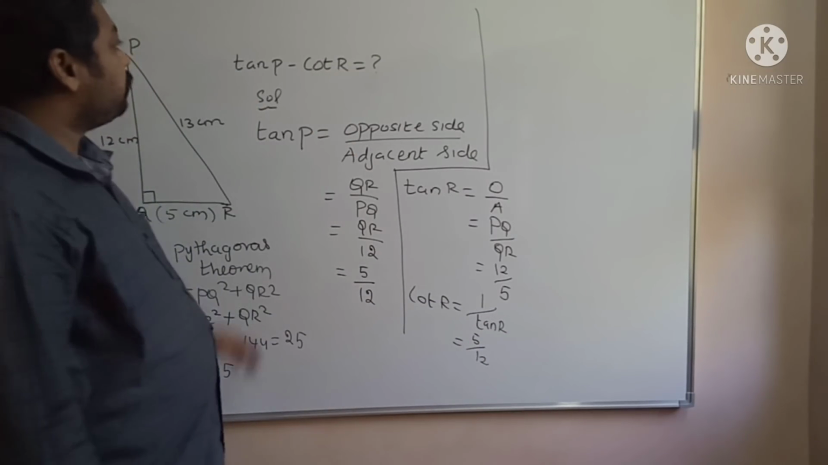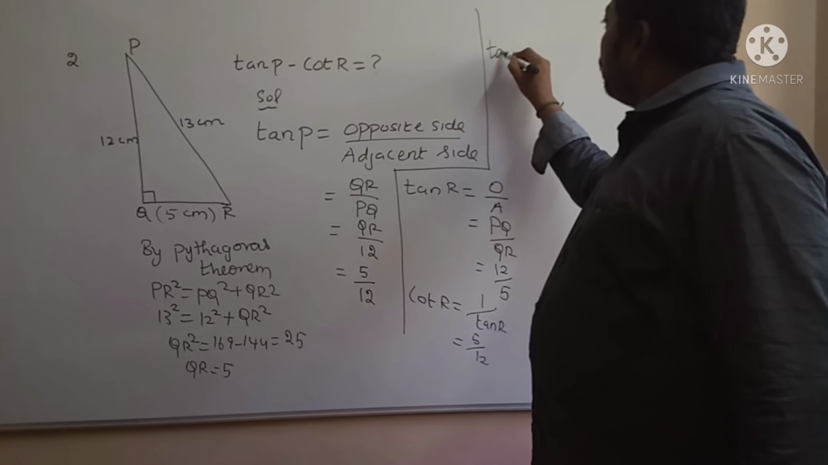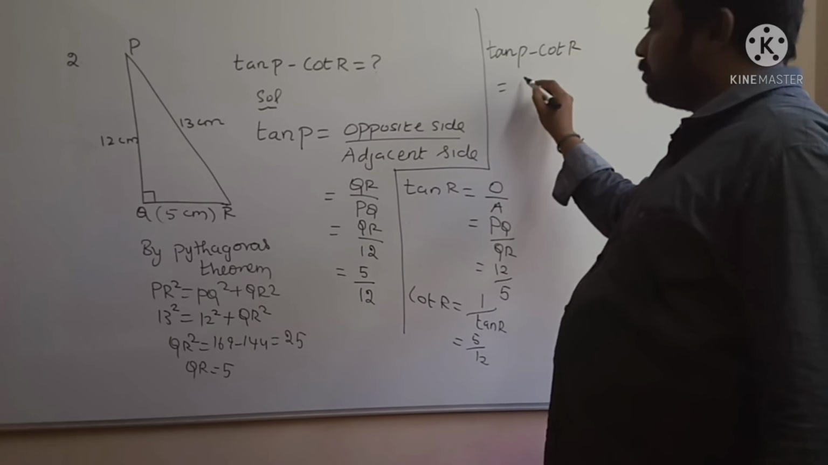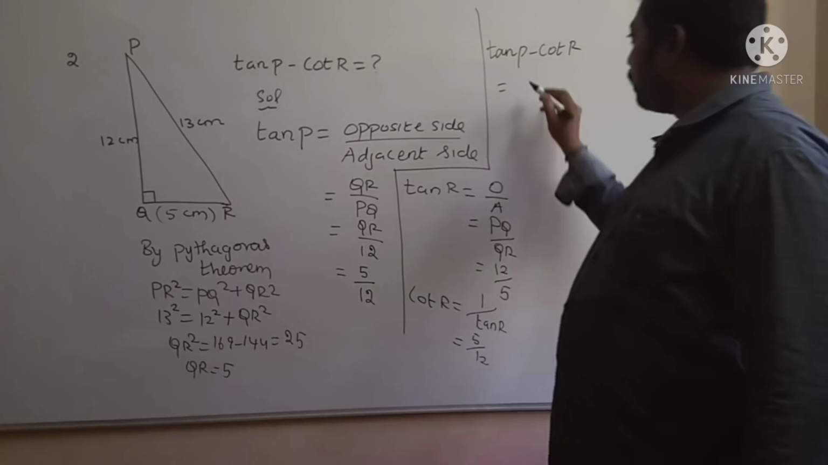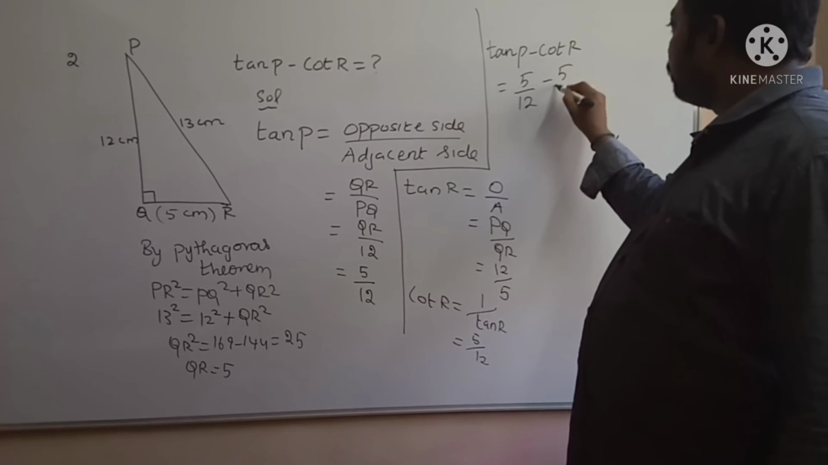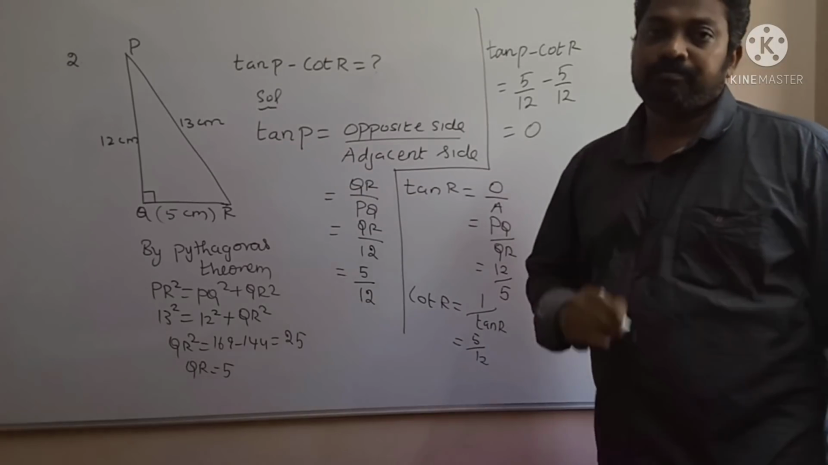So now what we've got to find is tan P minus cot R. Tan P is 5 by 12, which we have found. Cot R is also 5 by 12. So 5 by 12 minus 5 by 12 is 0.